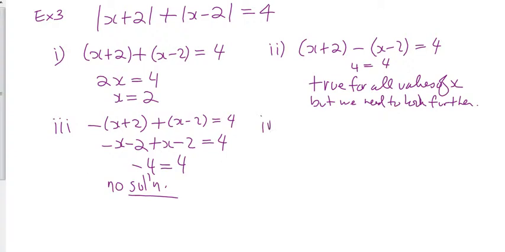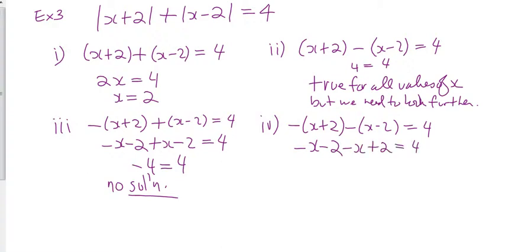And what are we doing? Both negatives, right? So negative x minus 2 minus x plus 2 equals 4. Negative 2x is 4. x is negative 2.